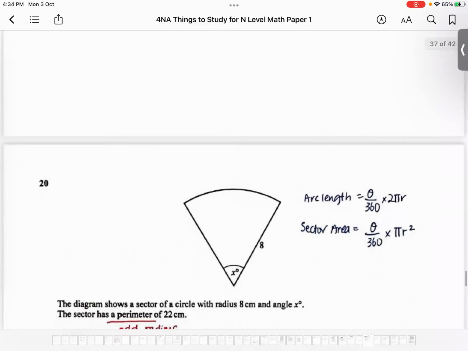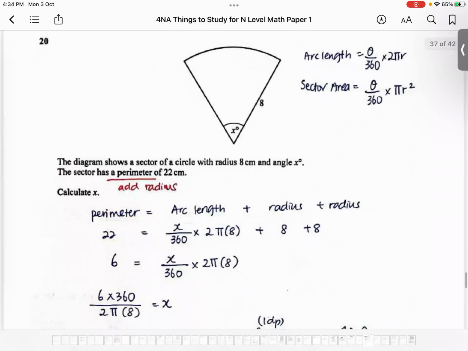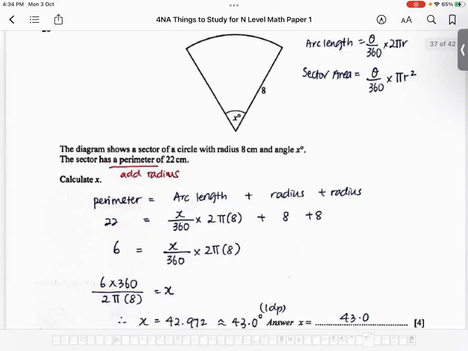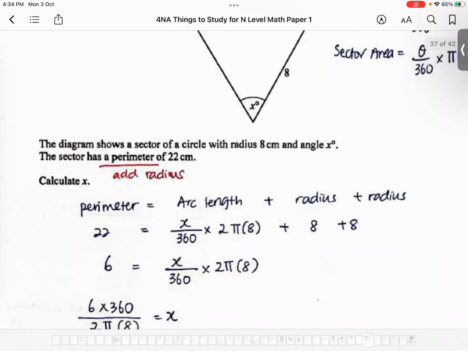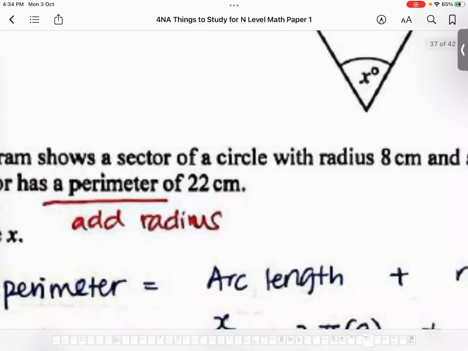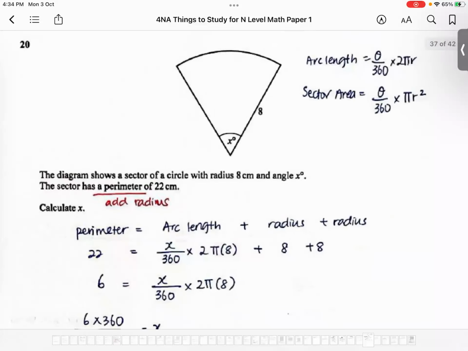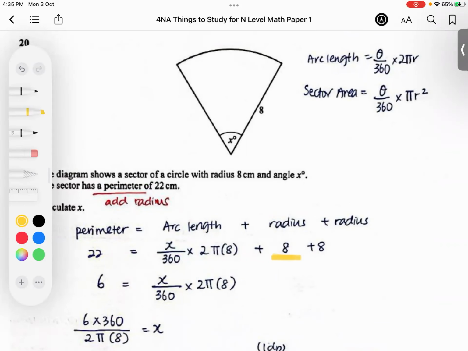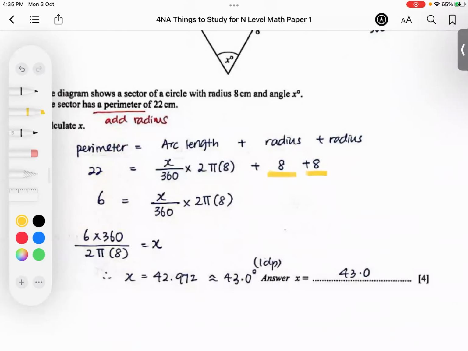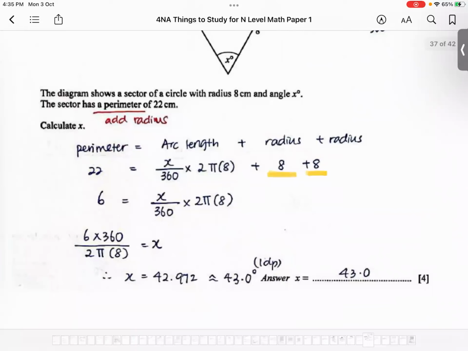Highlight the 2021 paper again. This one, work backwards to find the angle, but they say perimeter. This is not the arc length. So you must remember to include the two radius: subtract away the two radius first, then find your angle. So go back and study.